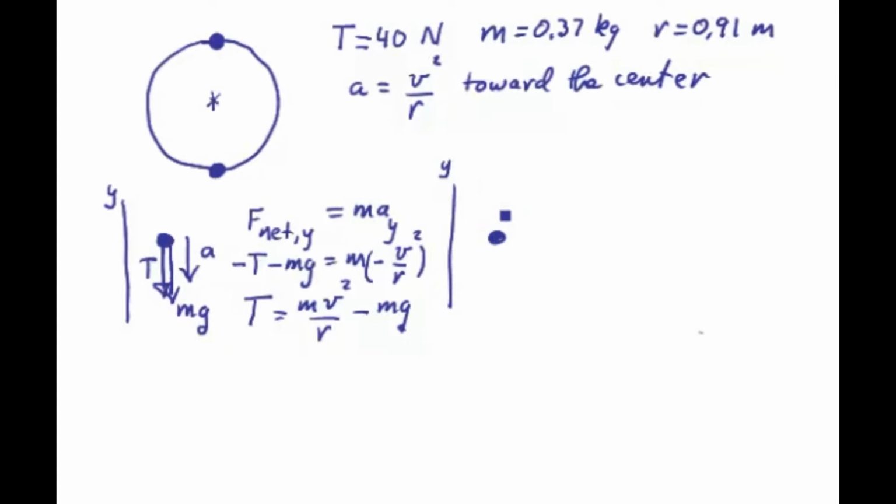So now we need to look at the stone as it sits at the bottom of the circle. Same deal, same axes. mg remains the same, right? It's always pulling it down. But this time, since it's at the bottom, the tension is still pulling towards the center of the circle, so it's pulling up. And then again, just like before, we're going to have the acceleration portion, and that's also going to be pointing towards the center of the circle. So both the tension and the acceleration are now pointed upwards.